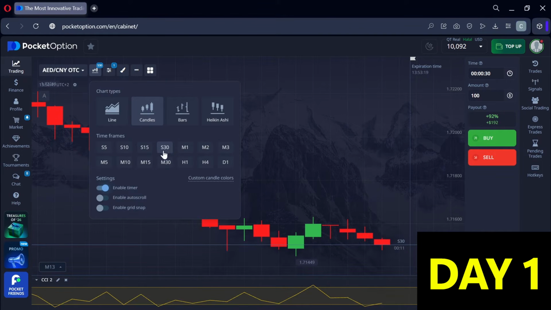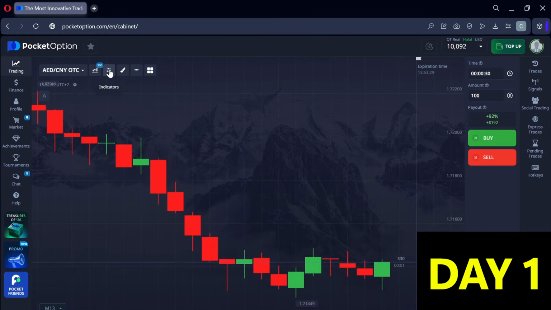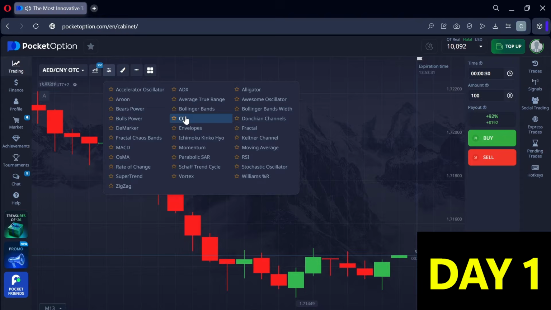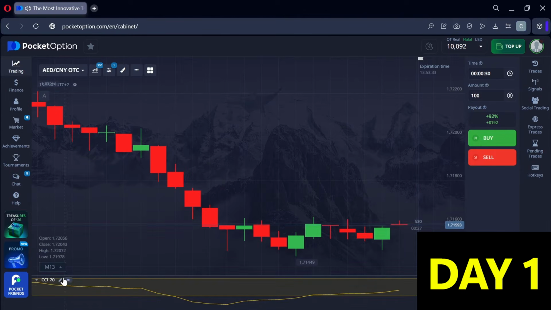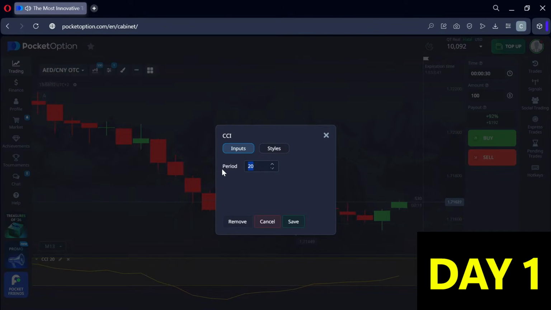What you want to do though is set your Pocket Option platform to have a 30-second timer per normal candlestick. Your trade time needs to be 30 seconds, and we are going to go into the indicators and select the CCI indicator. What we want to do then is click this arrow here, which is going to expand our indicator to look like this. Then we are going to literally just change the period to 2.